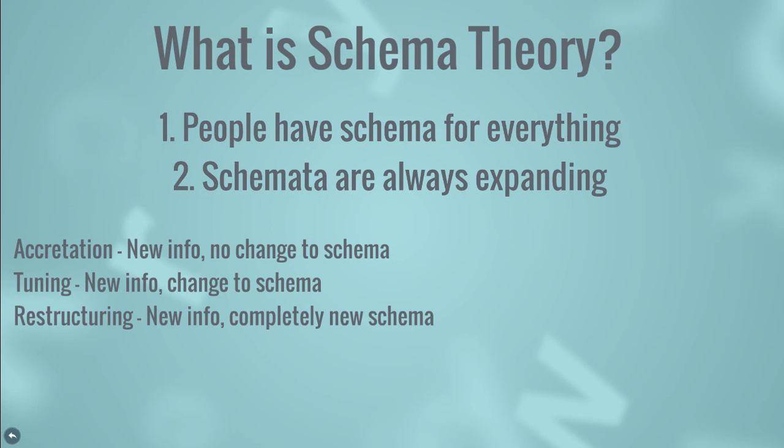And there are 3 different ways to change a schema. So there's accretion, which is where new information is presented, but there's no need to change the existing schema. There's tuning, which is where new information is presented and there is a change to the schema. Then there's restructuring, where new information is presented and a completely new schema needs to be created.